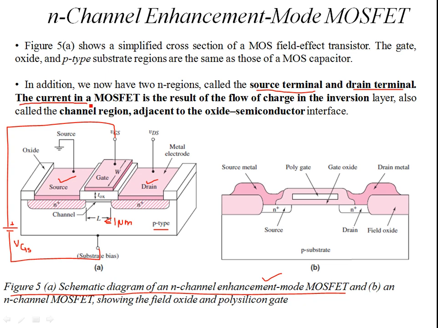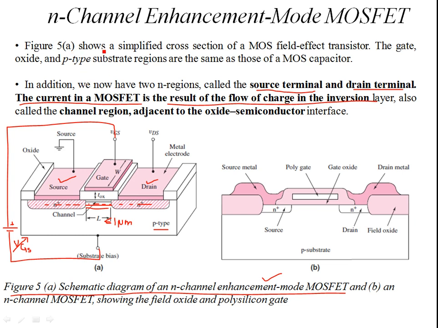The current in a MOSFET is a result of the flow of charge in the inversion layer. That's why we need to supply the voltage, and the application of the voltage is known as enhancement mode. Once you apply the voltage, you create the channel, and the channel will be n-type, allowing negative charge carriers to flow from source to drain. So this channel is going to favor the flow. The depletion width is being regulated or controlled by the gate to substrate voltage. That's how you control the current in the MOSFET.